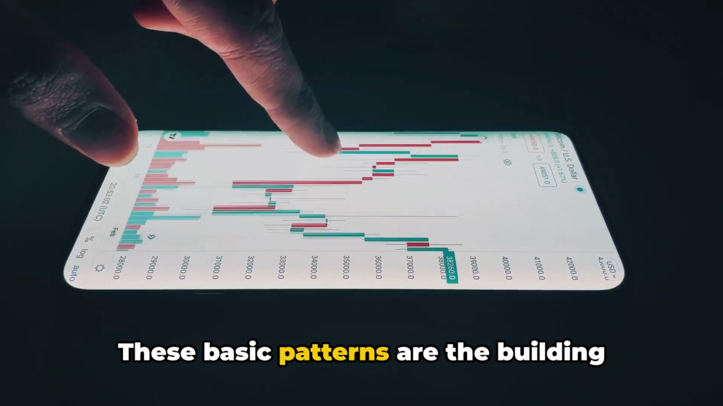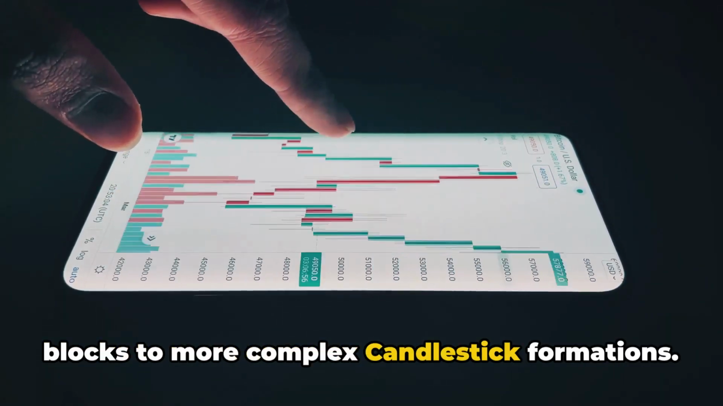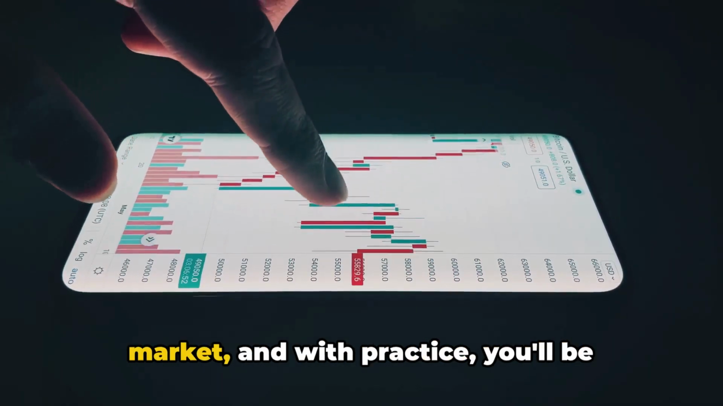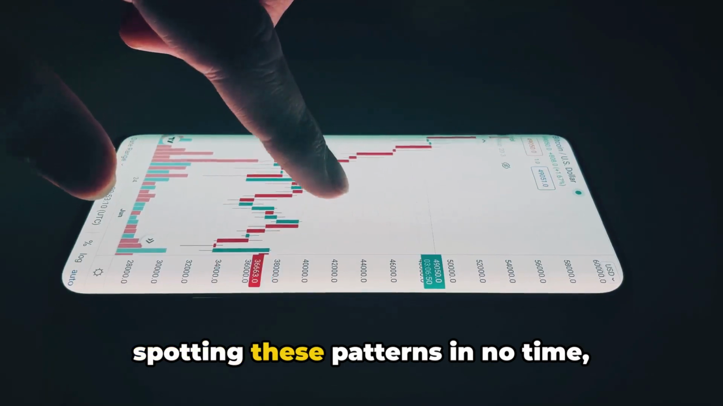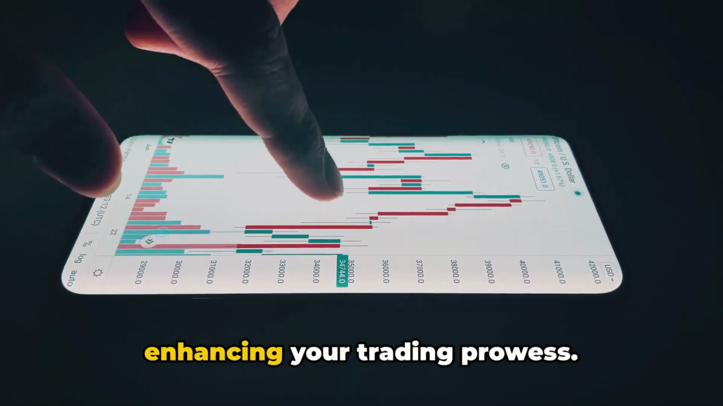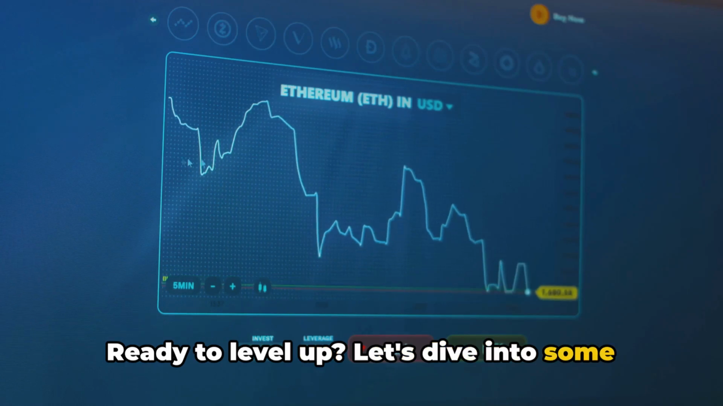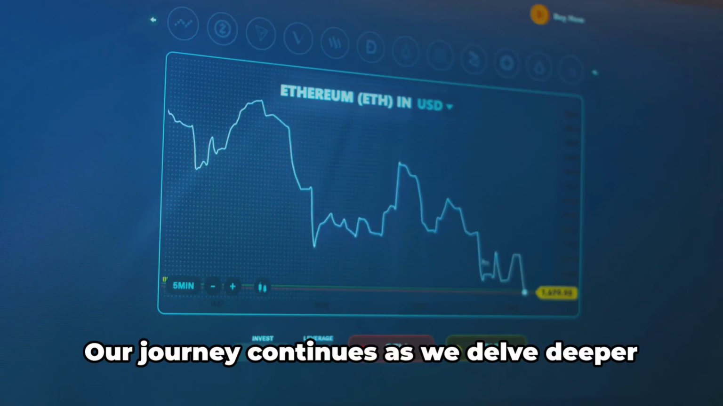These basic patterns are the building blocks to more complex candlestick formations. They help us in reading the mind of the market, and with practice, you'll be spotting these patterns in no time, enhancing your trading prowess. Ready to level up? Let's dive into some advanced candlestick patterns.